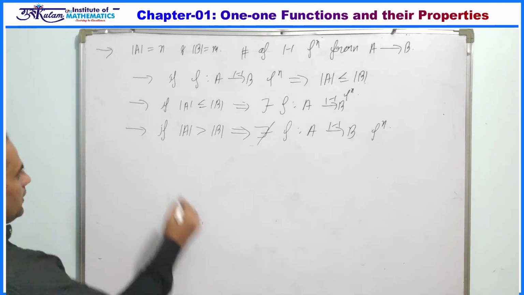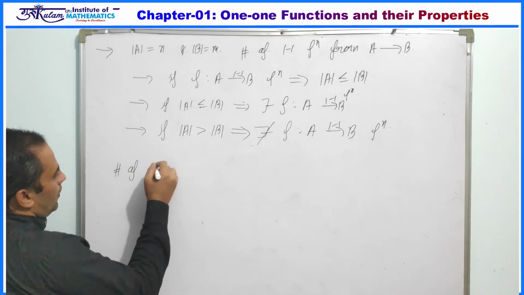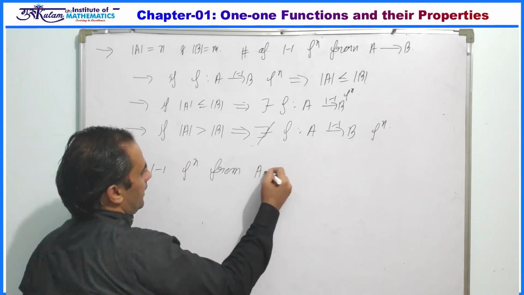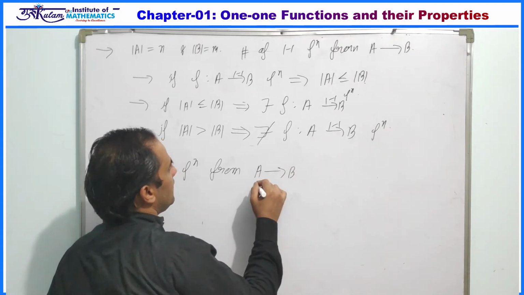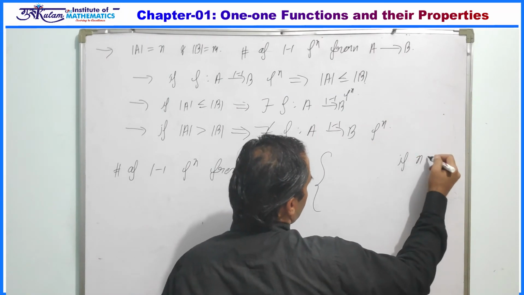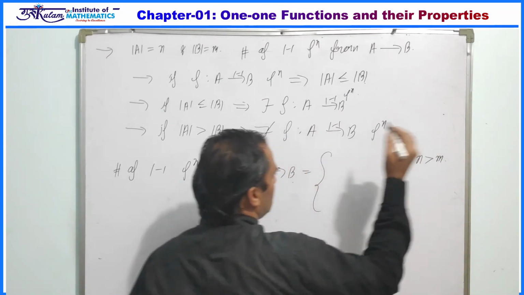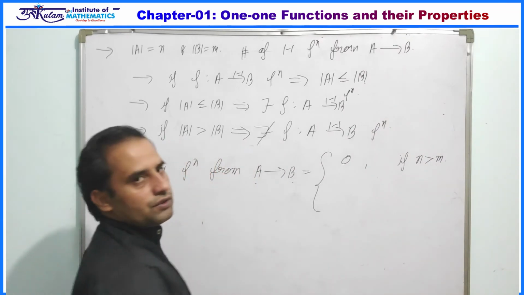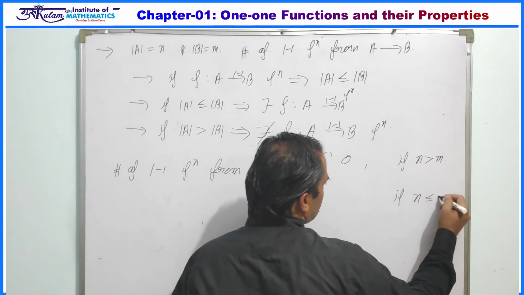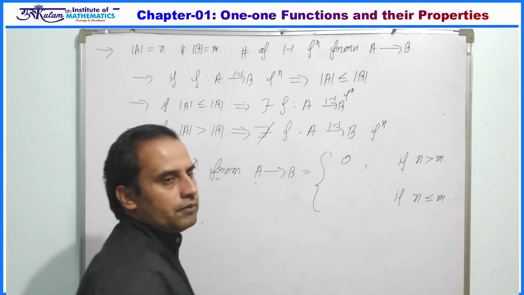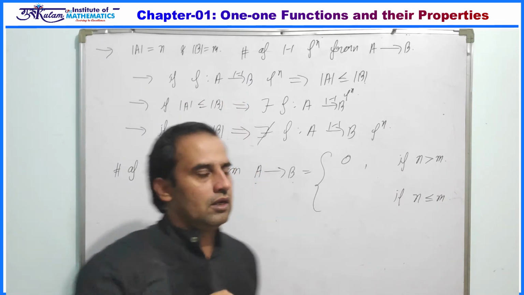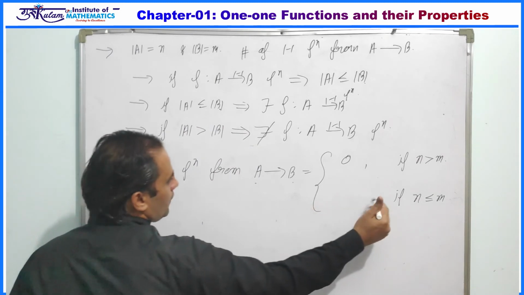So based on this property, consider the number of 1-1 functions from A to B, where A has n elements and B has m elements. In the first, obvious situation, whenever n is greater than m, there never exists a 1-1 function. In the second situation, whenever n is less than or equal to m, there must exist at least one 1-1 function. Now we have to count the number of 1-1 functions in this case.